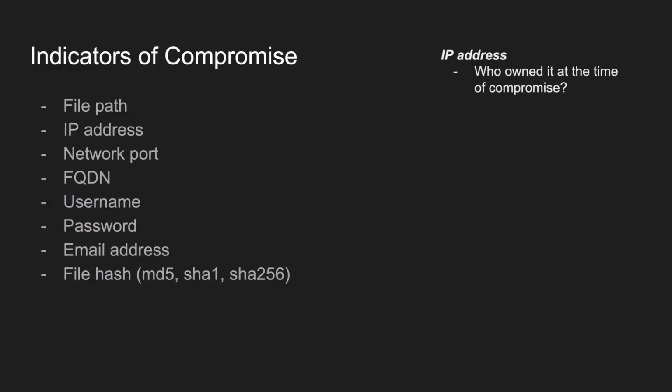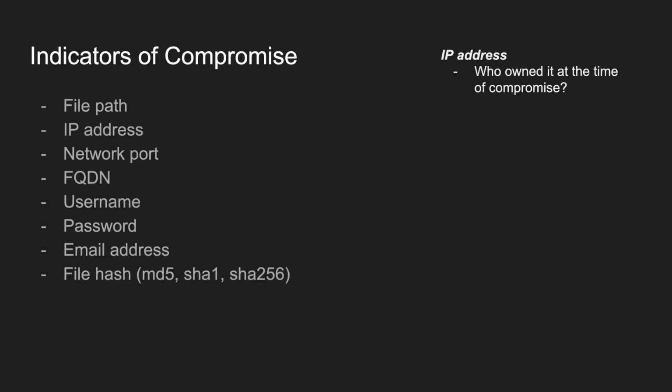On the topic of indicators of compromise, we talked about IP addresses in the prior slide. Now, there's a variety of other indicators of compromise, such as file paths, network ports, fully qualified domain names, usernames, passwords, email addresses. Probably the most popular, file hashes, things like MD5, SHA-1s, 256s of files themselves that are known to be malicious. Pulling out a couple in specific, we'll look at IP addresses. So these different indicators of compromise can have some issues.